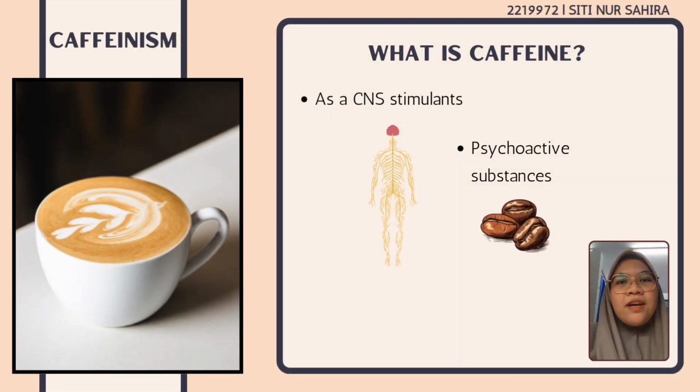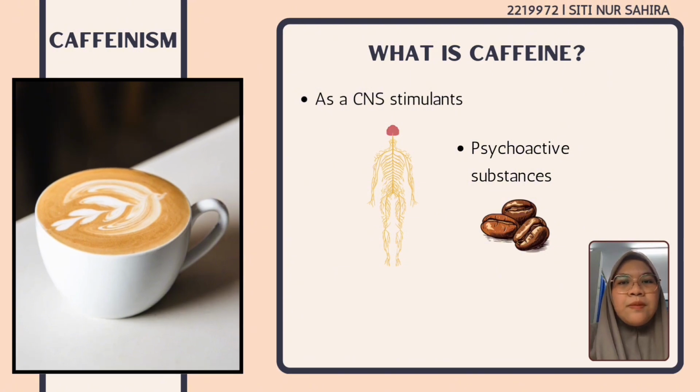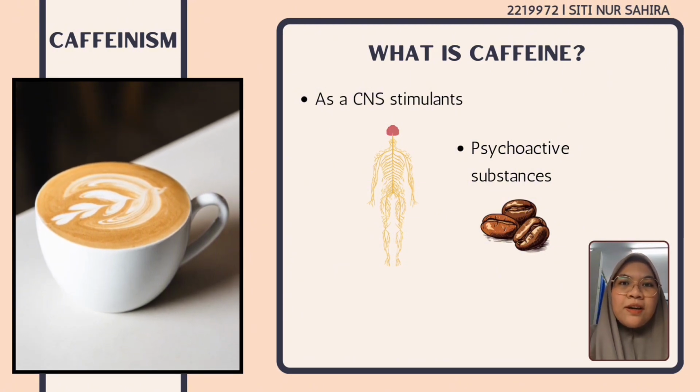So firstly, what is caffeinism? Caffeinism is a state of intoxication caused by excessive consumption of caffeine. So what is actually caffeine? Caffeine is a stimulant, specifically a CNS stimulant, where it stimulates the brain to speed up both mental and physical processes. Caffeine is also known as a psychoactive substance. A psychoactive substance is a substance that affects how the brain works and causes changes in mood, awareness, thought, feeling, and also behavior.